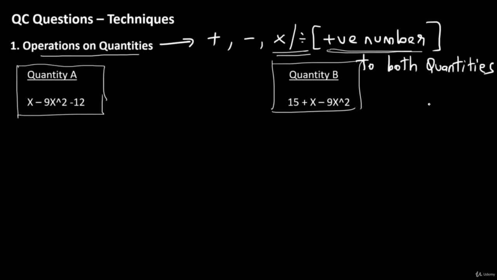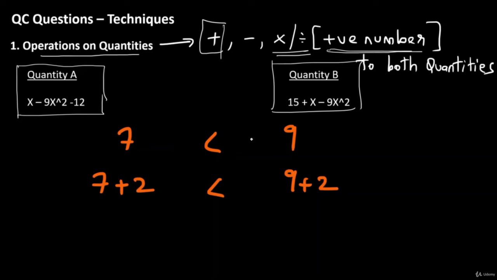But when it comes to multiplication and division, you can do it only with a positive number. Let's try to understand this better. Now we know that if we take two numbers 7 and 9, 7 is less than 9. Now let's perform an addition and check whether the relationship is changing. So I'm adding 2 to 7 and 2 to 9. Now you can see that the relationship is still the same, right? 7 plus 2 is 9 and 9 plus 2 is 11. So over here we have a less than relationship and it is maintained over here, right?